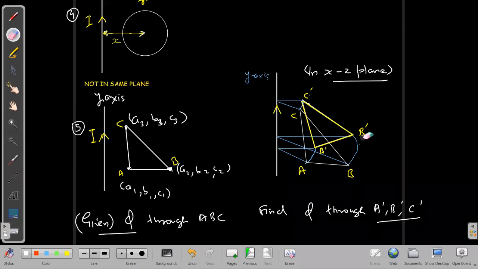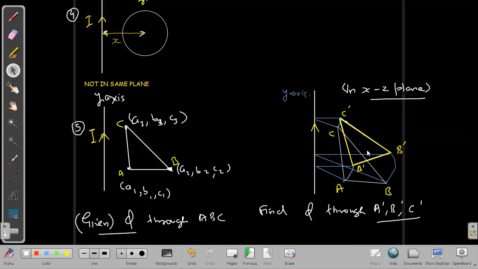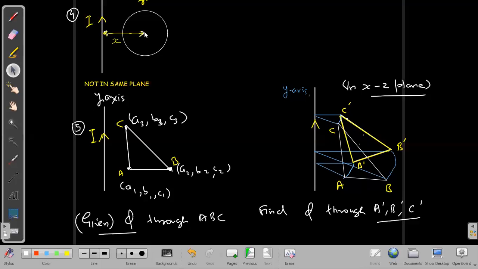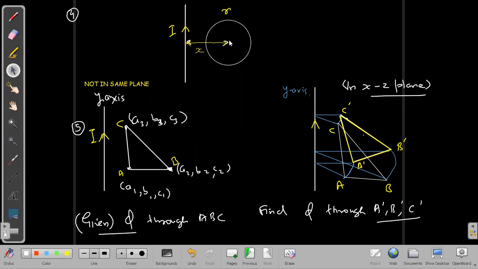How to ask this question? It is not able to frame properly. Okay, wait a second, I will frame it later on. For the time being, I'm leaving it. I'm not able to frame it right now properly. Anyway, see this question once.